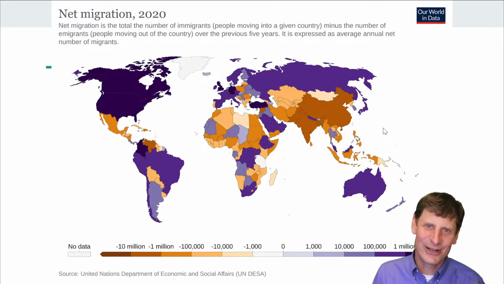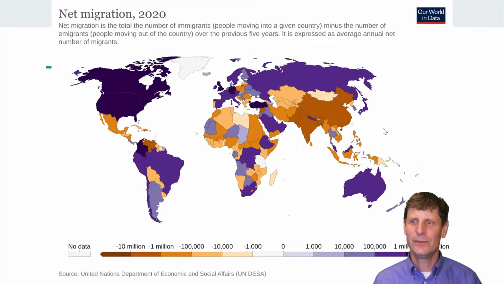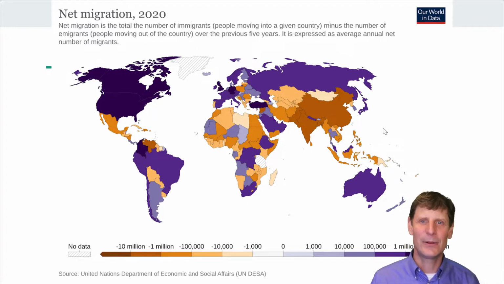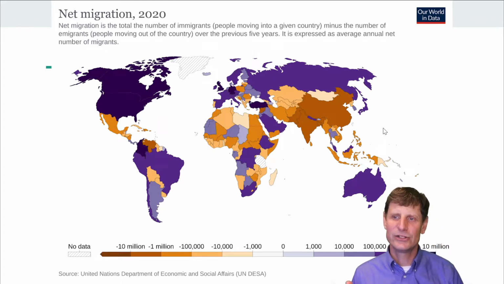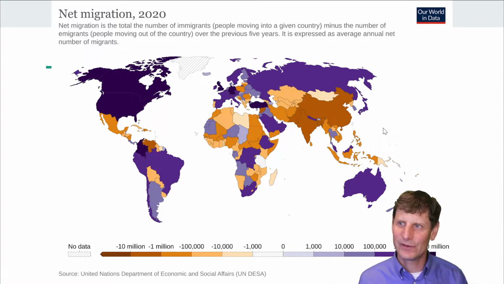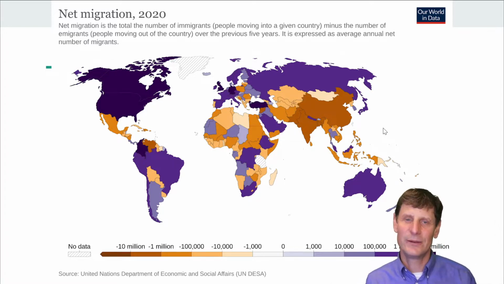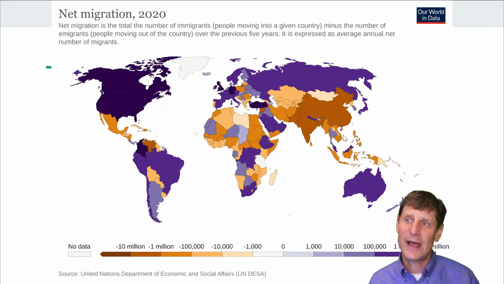Now, net migration, so this is pulling that definition we looked at of people moving in minus people moving out. What we see here is that the blues and purples are gaining population from migration on average, and the oranges and brown, I guess, is that deepest color, are losing people on average. There's more people moving out than in. We notice a few patterns here.